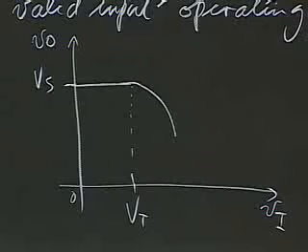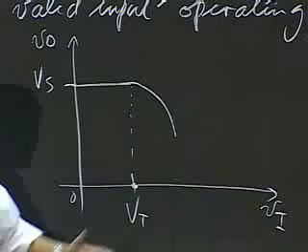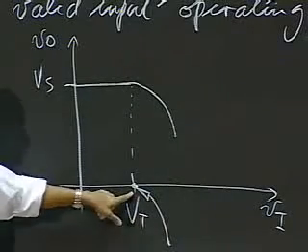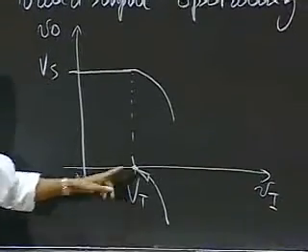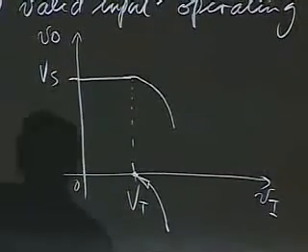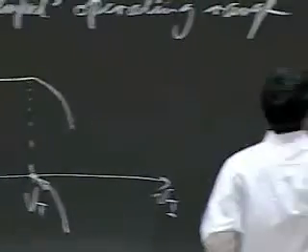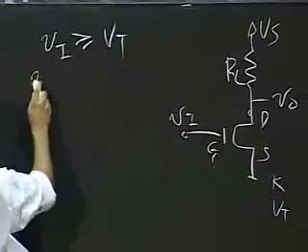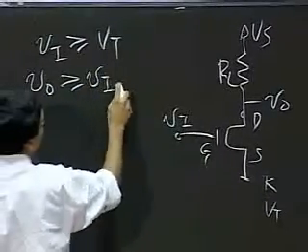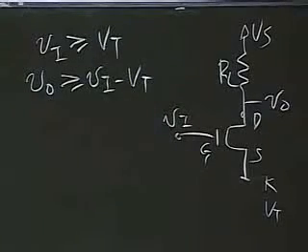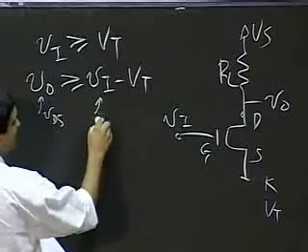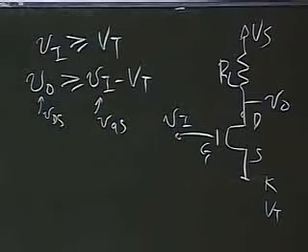So that's what it looks like. The first step, looking at this graph, we know that VI needs to be greater than VT to satisfy the first equation. Let me write down both equations here. VI greater than or equal to VT is one of them, and VO greater than VI minus VT is the second equation. Just remember that this is the same as VDS, and this is the same as VGS.